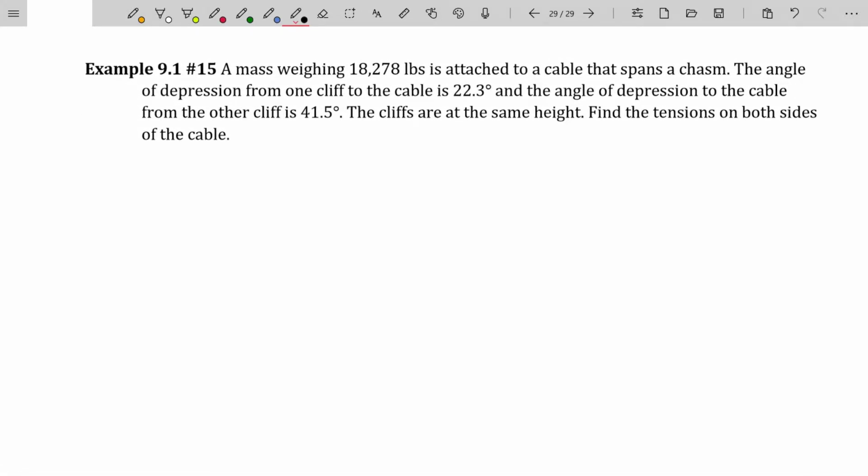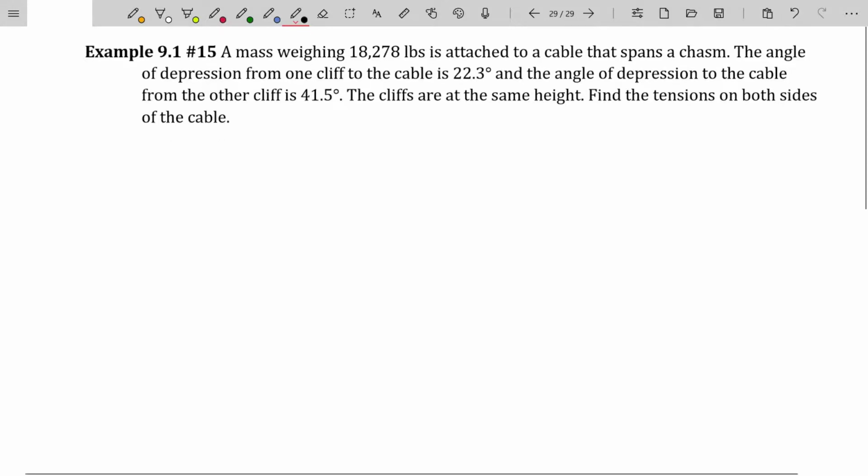A mass weighing 18,278 pounds is attached to a cable that spans a chasm. The angle of depression from one cliff to the cable is 22.3 degrees, and the angle of depression to the cable from the other cliff is 41.5 degrees. The cliffs are at the same height. Find the tensions on both sides of the cables.